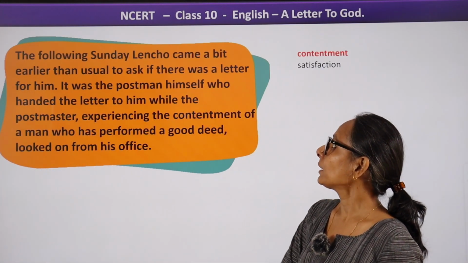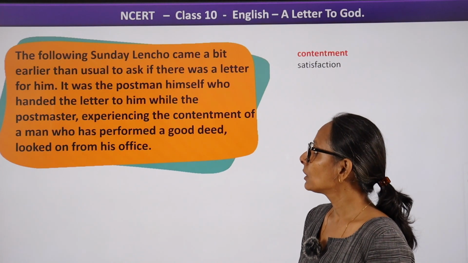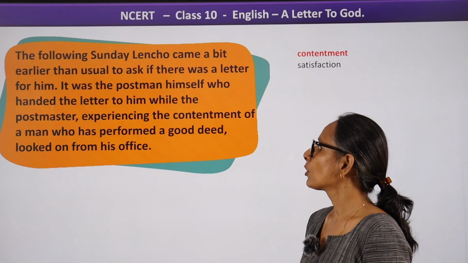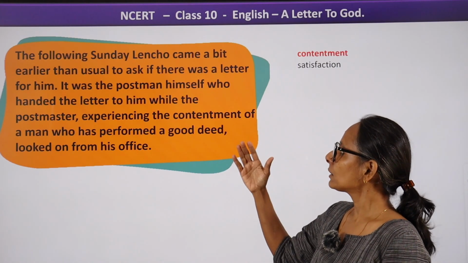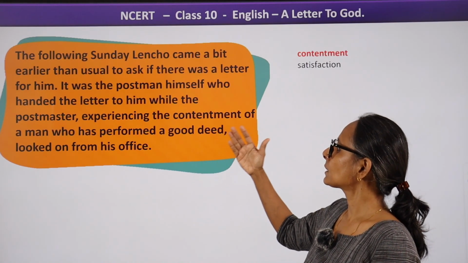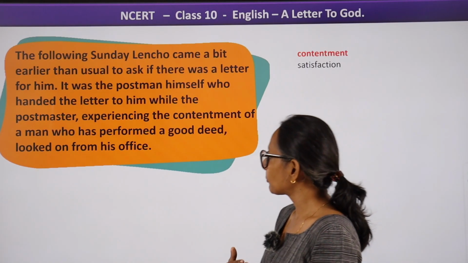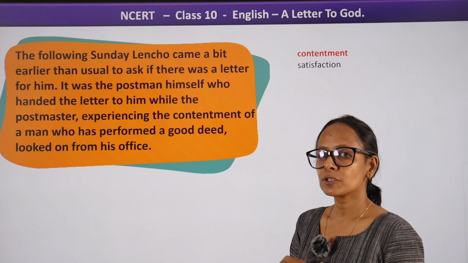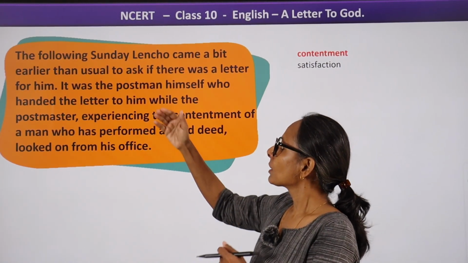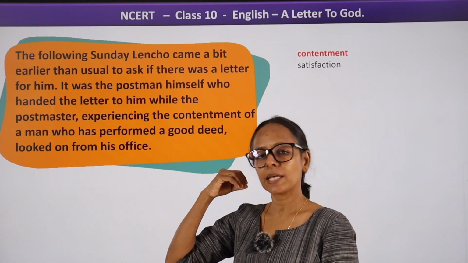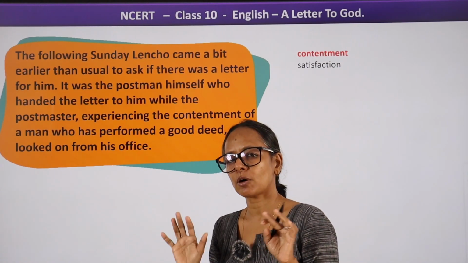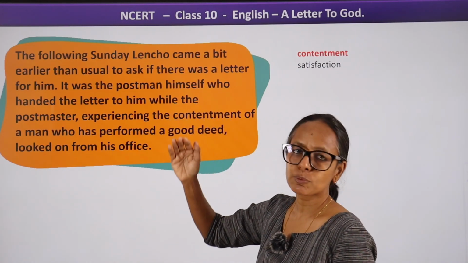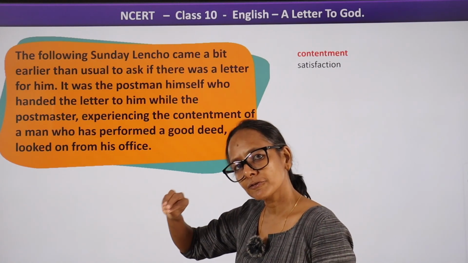The following Sunday, Lencho came a bit earlier than usual to ask if there was a letter for him. It was the postman himself who handed the letter to him, while the postmaster, experiencing the contentment of a man who has performed a good deed, looked on from his office. So, after the postmaster put the letter, what happened? That Sunday, Lencho came in. He came a little earlier only because he was sure that God would respond. That was his faith in God. So he came, and then he asked if there was a letter for him. The postman gave the letter.